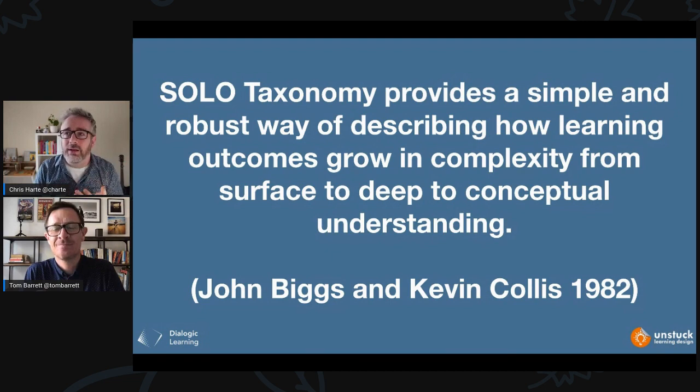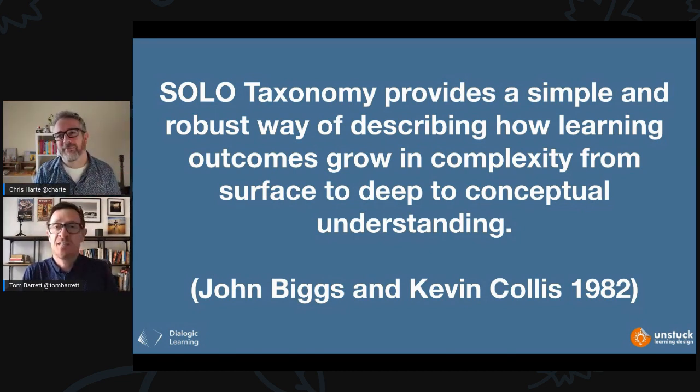I love the idea of it being simple and robust, but also complex. So it's really looking at complexity. So it's a wonderful taxonomy, of which we are great fans. But Tom, it is not the only taxonomy. And I think what we have to do is just clarify something.